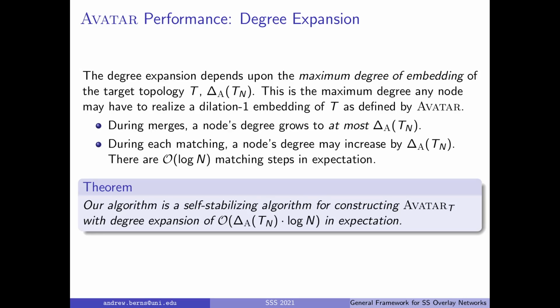So this is a pretty powerful idea: we can take any target topology, define some metrics, and then use those metrics to build a self-stabilizing algorithm and determine its performance. All right, and so we can go ahead and take a look at a couple of examples of using this avatar framework for various target topologies, and then how those metrics would apply.